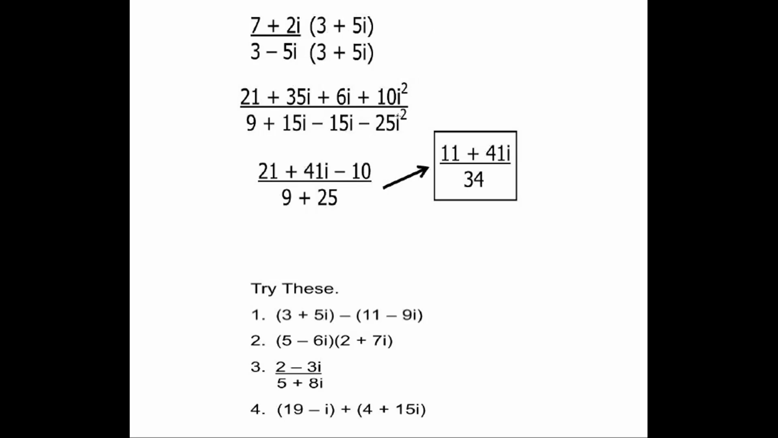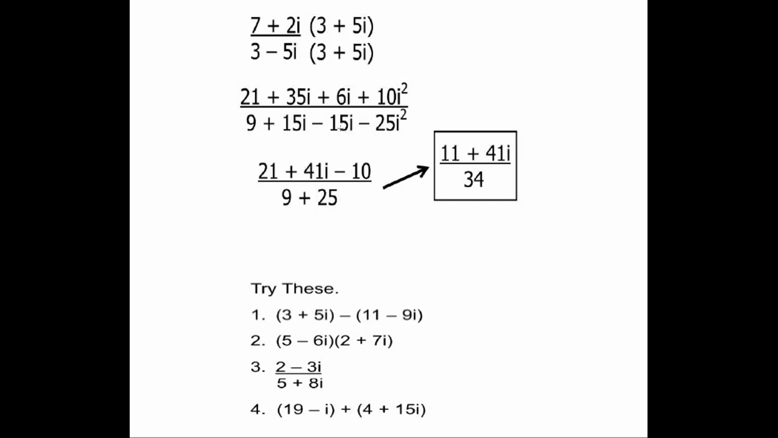If we perform the multiplication on the numerator, that gives us 3 into 7, 21; 7 into 5i, that is 35i; then 2i into 3, that turns out to be 6i; and 5i into 2i, that turns out to be 10i square. Divided by 3 into 3, that is 9; 3 into 5i, that is 15i; minus 5i into 3, that becomes minus 15i; and finally minus 5i into plus 5i, that turns out to be minus 25 into i square.